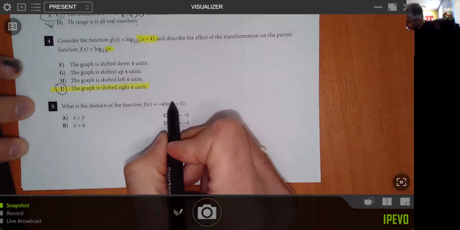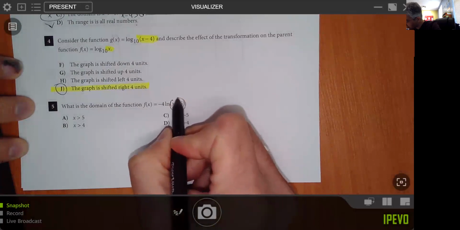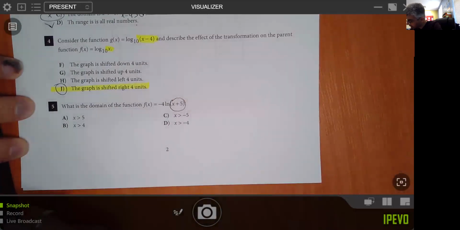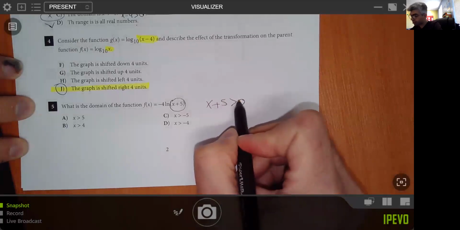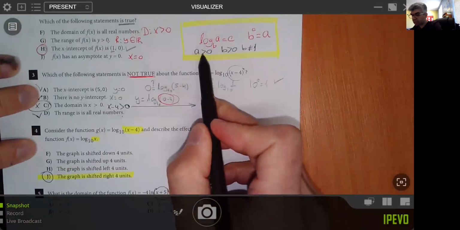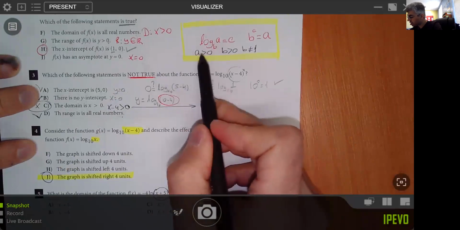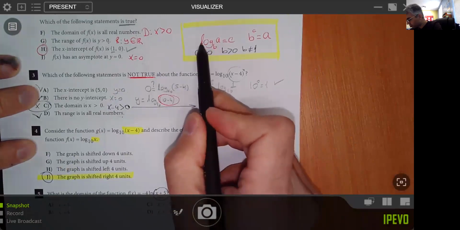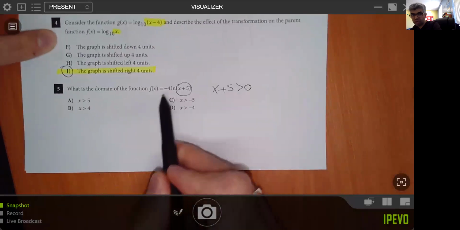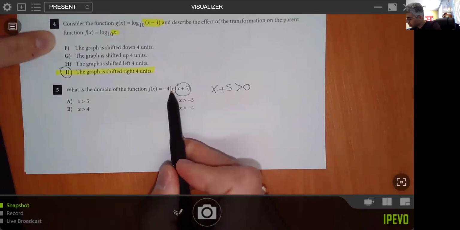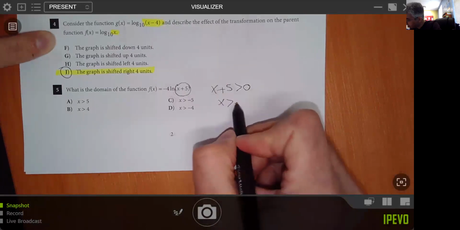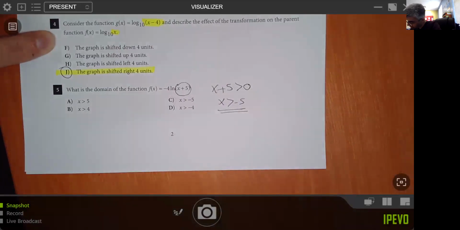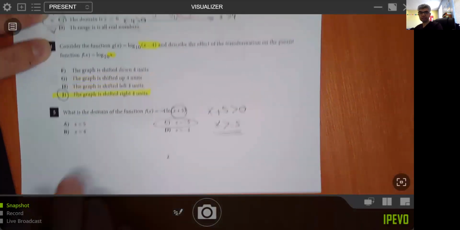So this is our function in logarithmic function. X plus 5 must be greater than 0. Attention, guys. Log of a must be greater than 0 for a. It is true for logarithmic functions or ln functions. This function must be greater than 0. And we have x greater than -5. This is the domain. Clear?